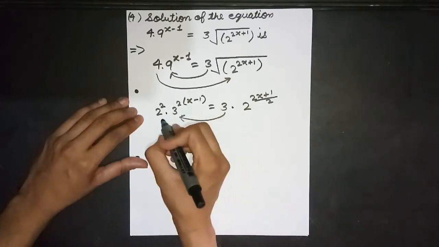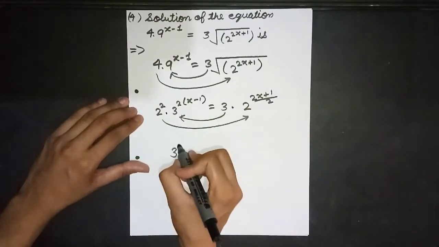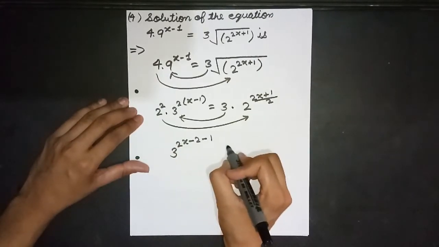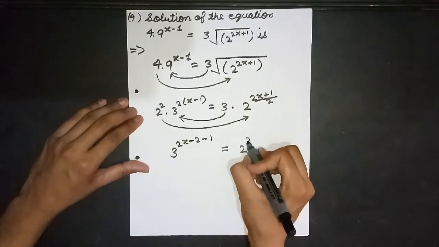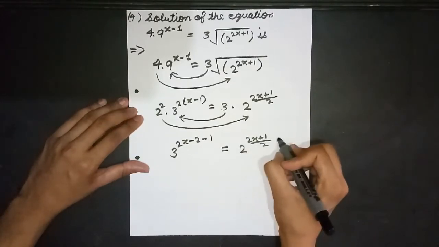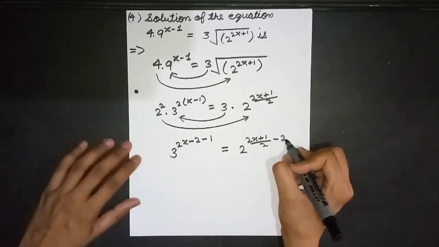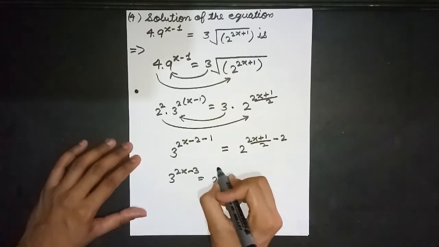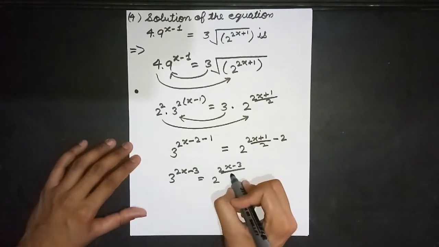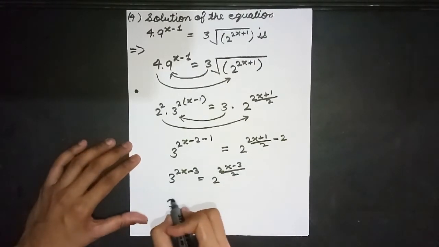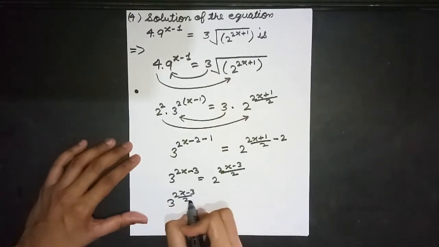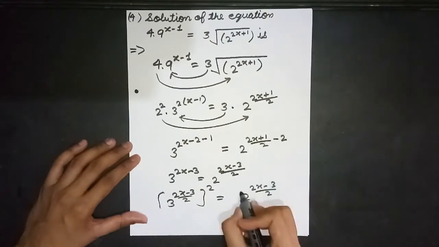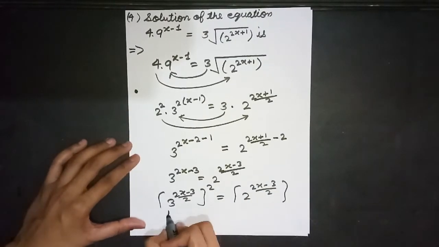So let's displace these numbers. So we will get 3 raised to power 2x minus 2 minus 1, and this is equal to 2 raised to power 2x plus 1 by 2 minus 2. So this gives us that 3 raised to power 2x minus 3 is equal to 2 raised to power 2x minus 3 by 2. So from here, 3 by 2 raised to power 2x minus 3 is equal to 1. This is equal to 2 raised to power 2x minus 3 by 2, right?